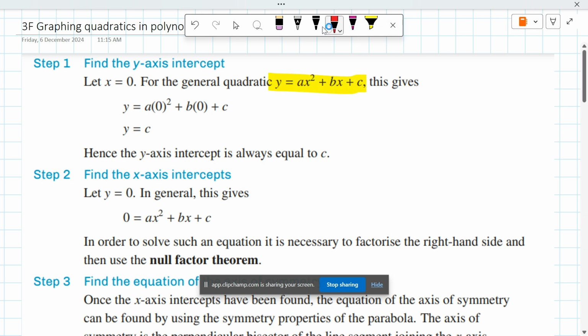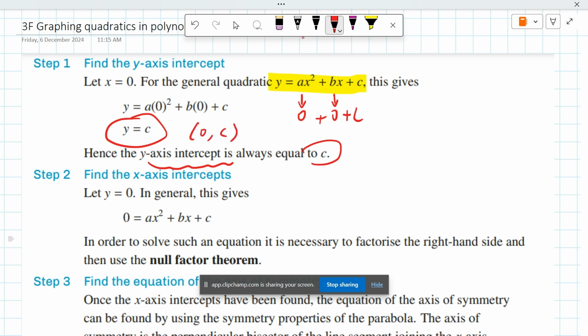First thing first, I want you to find the y-intercept, which is when x equals 0. When x equals 0, ax squared equals 0 and bx equals 0, so we have 0 plus c. So we can say y equals c is the y-intercept. c is any number, it could be 0 as well. So (0, c) is your y-intercept. That's the first step.